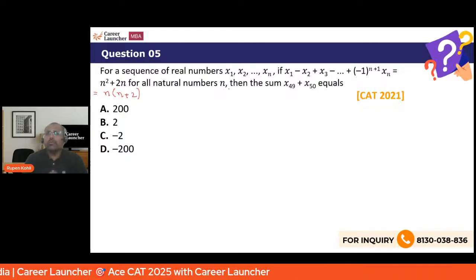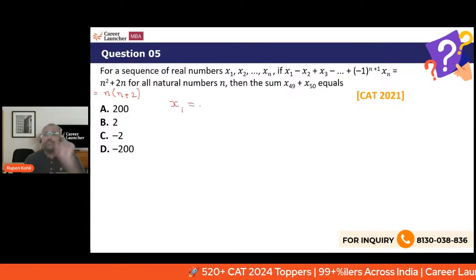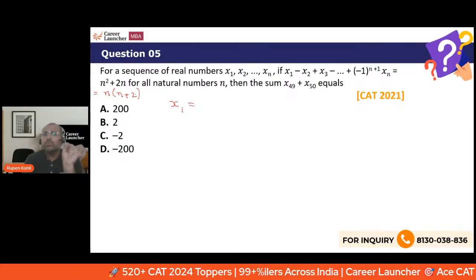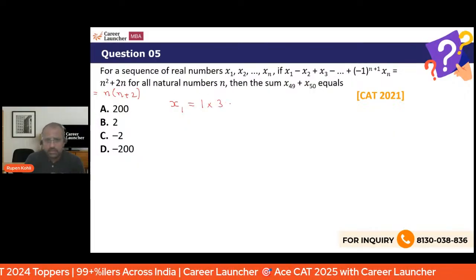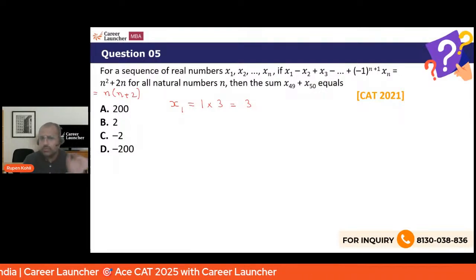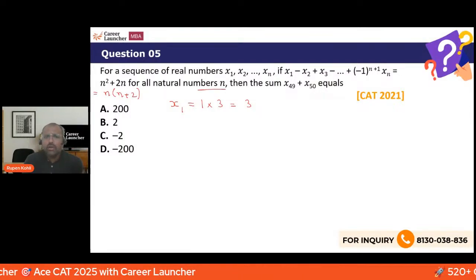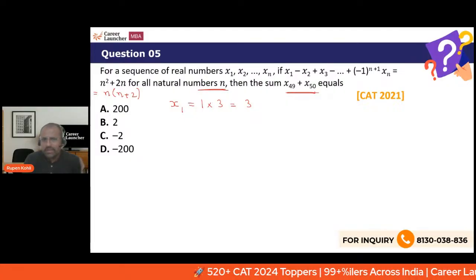Just putting n equal to 1, because this equation is valid for all natural numbers. So for n equal to 1, it will simply give me the first term, x1 equal to 1 into 3, 3. So the first term is 3. Done, right? There's no other data. You only have this equation, and it is true for all natural numbers n. We'll worry about this later on.